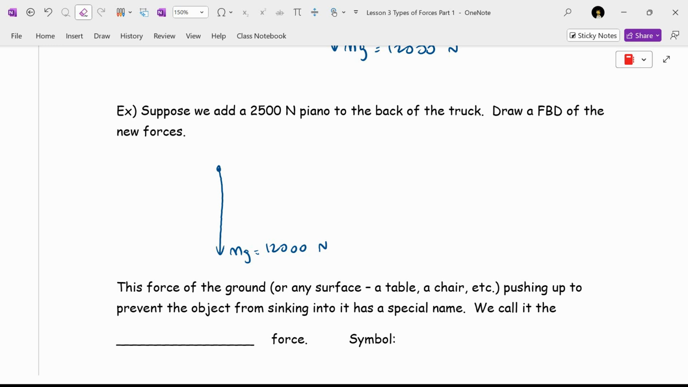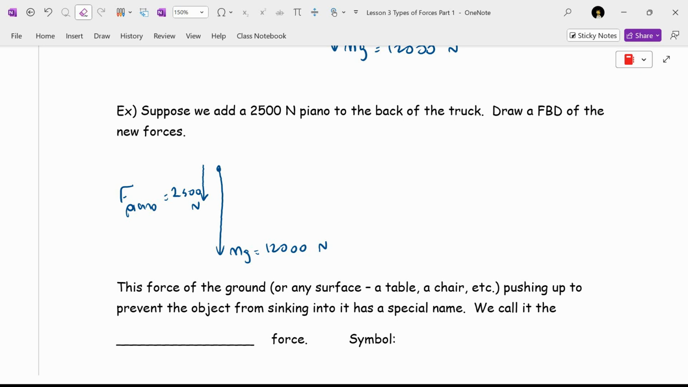Also pushing down on the truck now is the piano. The weight of the piano, I'm going to put it right next to it. I'm going to draw it smaller because it's not as big as the 12,000. And I'm going to call it F piano equals 2,500 newtons. Nate, that's 2,500 newtons. I'm having to write small to fit it in on my diagram. 2,500 newtons. It's the piano pushing down.